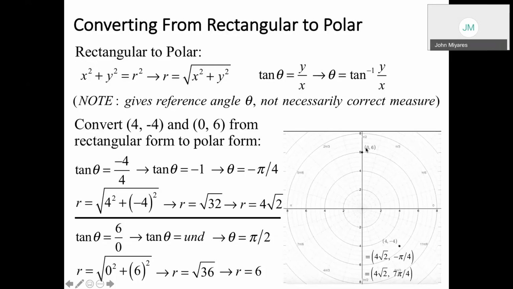So the coordinates of the point (0, 6) when converted to polar notation could be written as (6, pi over 2). But again, there are other angles coterminal with pi over 2 that we could use, like negative 3 pi over 2 or 5 pi over 2. If we said r could be negative, that would allow us to use (-6, -pi over 2) or even (-6, 3 pi over 2).